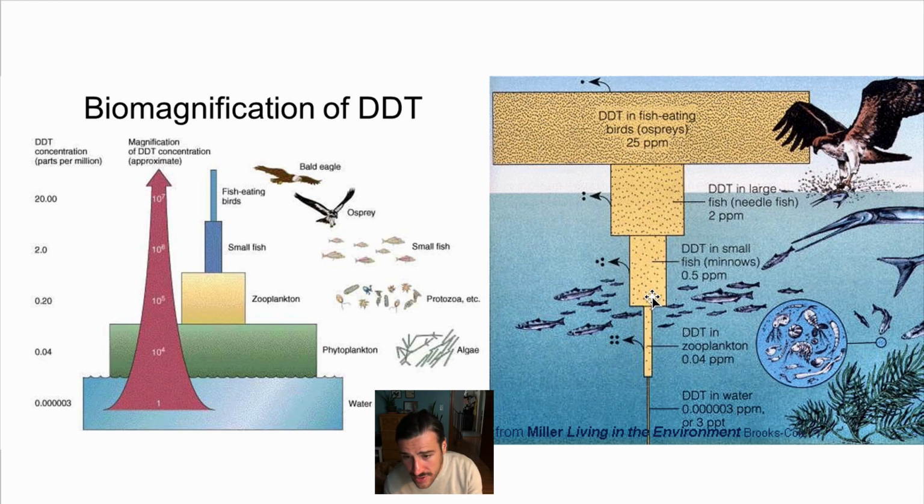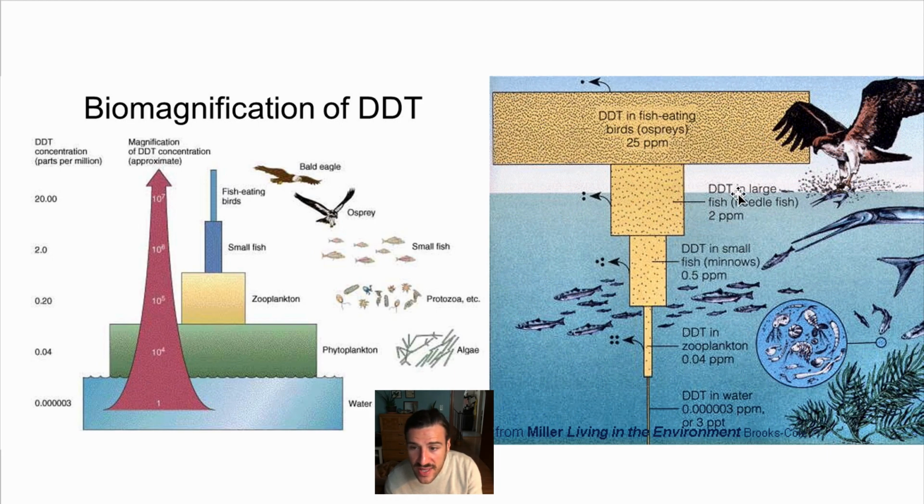As you go up another trophic level, you have these minnows, you have 0.5 parts per million of DDT in their tissue. So again, much, much higher levels of DDT. This DDT is definitely accumulating. Think about all the zooplankton these minnows have to feed on, right? That's why you have this accumulation. Then you have these large needlefish, these predatory fish that are eating many minnows, right? So again, you have this leap in DDT concentration.